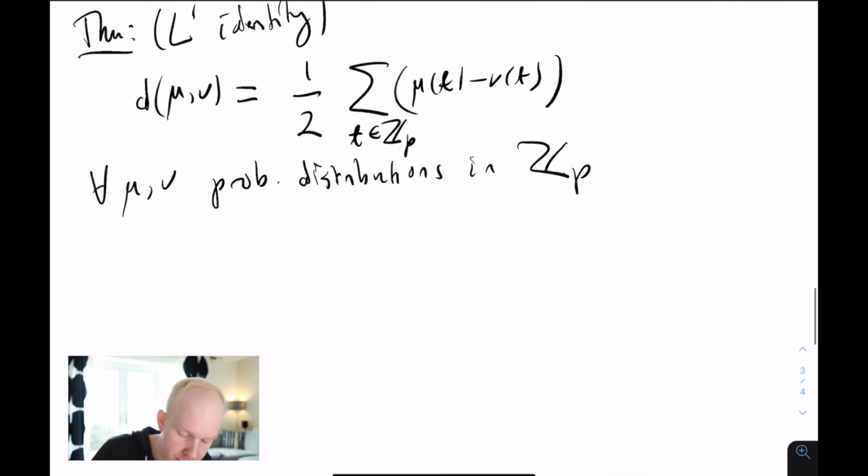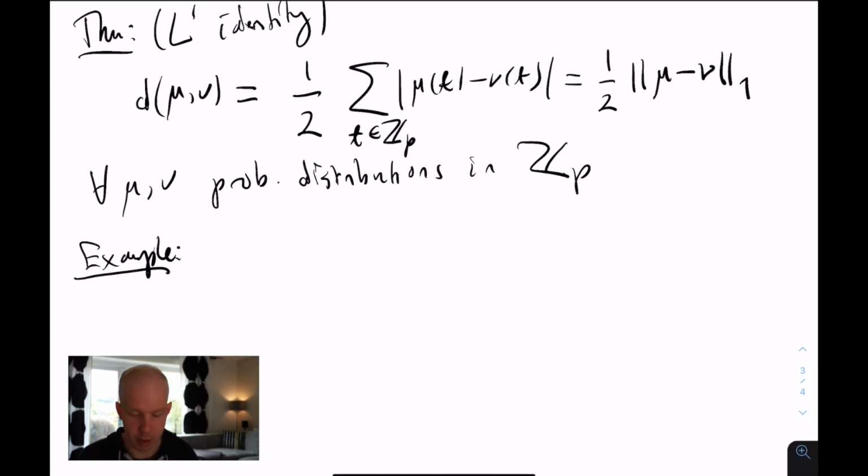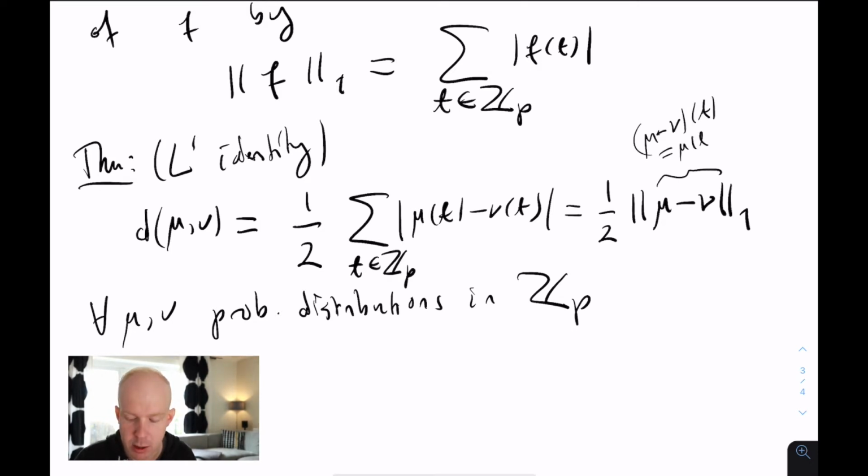So before I prove this, I give you an example. By the way, just to remind you, this was something I just noticed, that you need to have the absolute value here in this example. So this is just given by the L1 norm of mu minus nu. That's why it's called the L1 identity. If you use the notion that mu minus nu at the point t is defined to be just mu t minus nu t. Sorry about that.